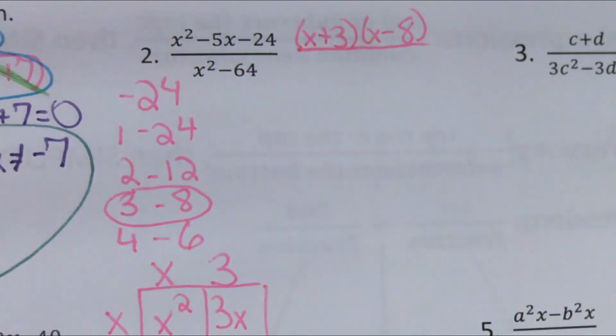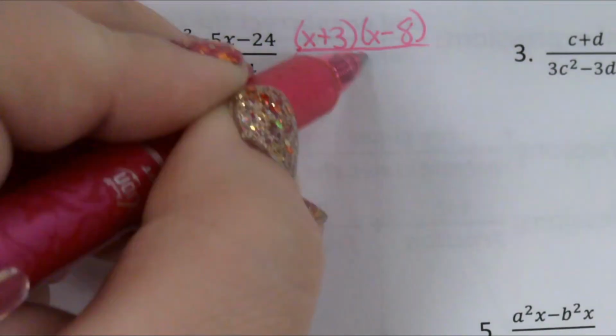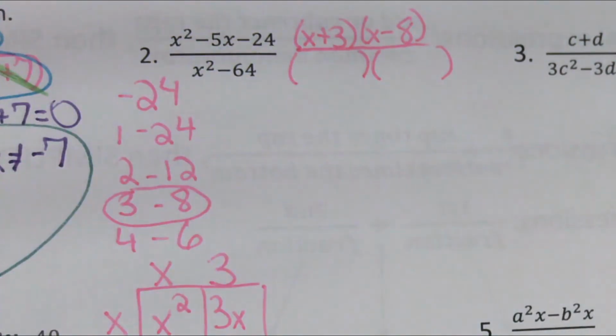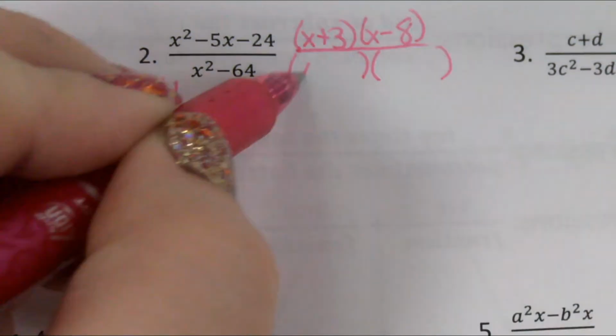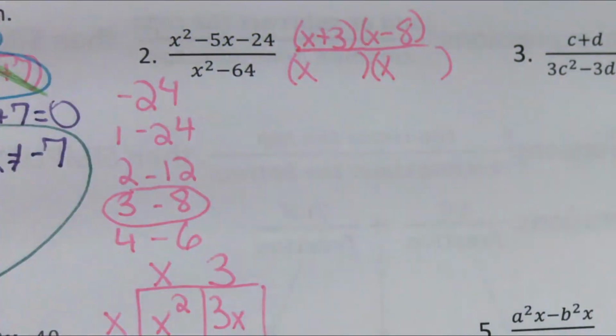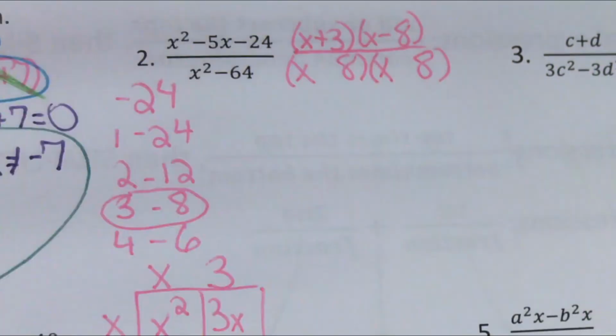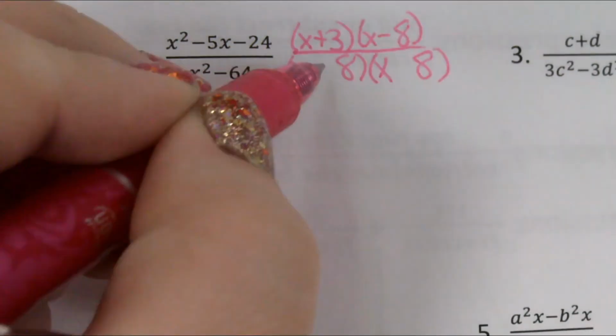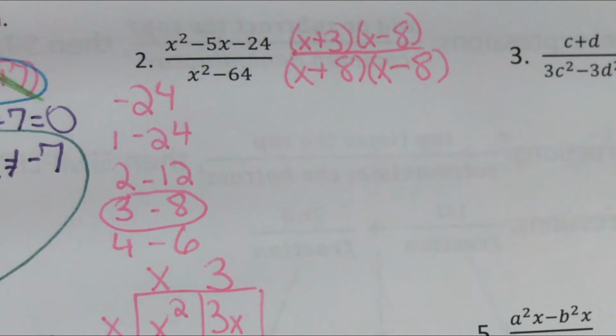On the bottom of our fraction, we have x squared minus 64. Those are both perfect squares, and there's a minus in the middle. That means that we're going to have difference of squares happening. Remember, difference of squares requires you to have 2 sets of parentheses. We're going to take the square root of the first term, which is x, and put it in the first spot of each one. Then the square root of the last term, which is 8, and put it in the second spot of each one. Then we'll have 1 plus and 1 minus. Everything's been factored. It's time to circle our factors.